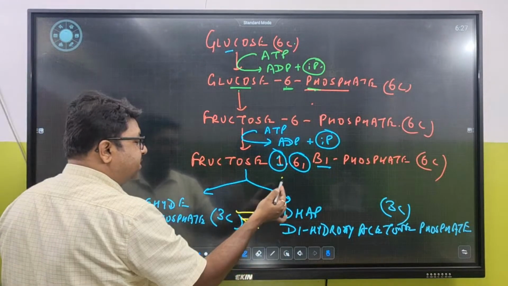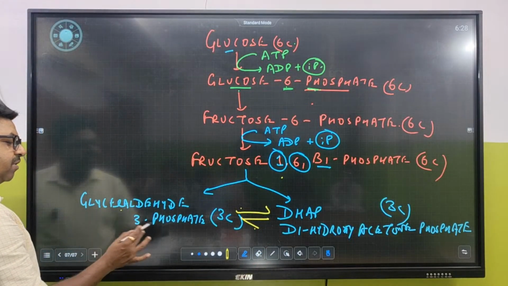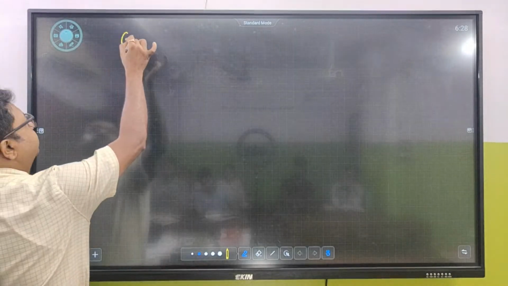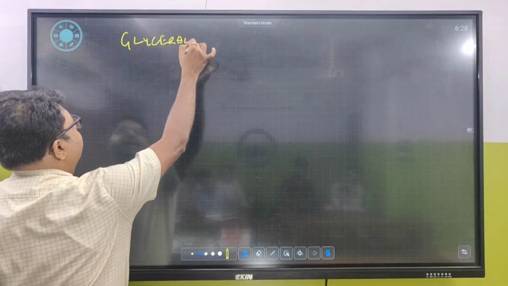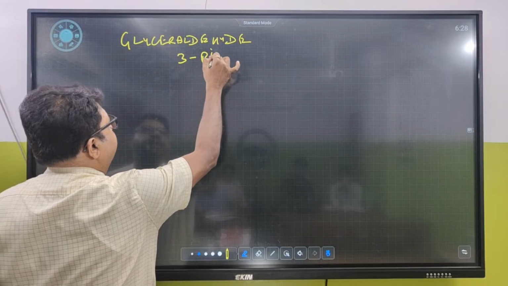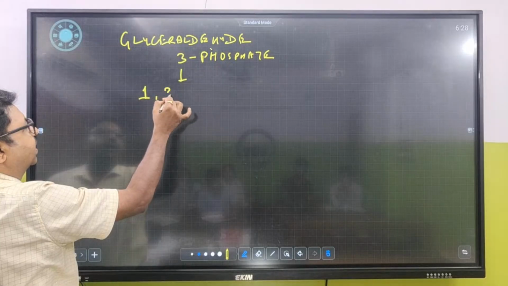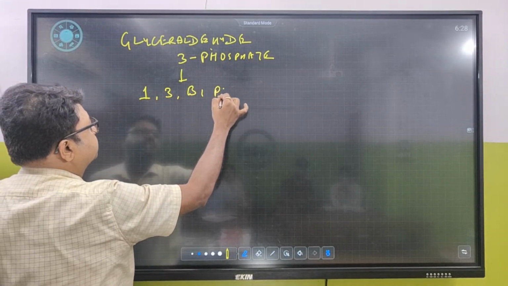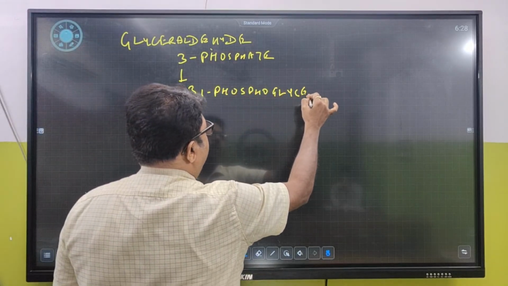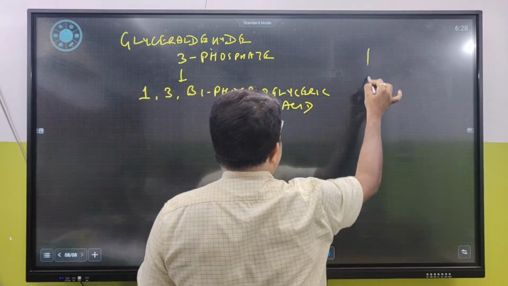There are some enzymes which can lead to the formation of these two. Fine. Glyceraldehyde 3-phosphate. How many carbon do they have? 3 carbon. From glyceraldehyde 3-phosphate, what is being produced? It forms 1,3 biphosphoglyceric acid. 1,3 biphosphoglyceric acid.